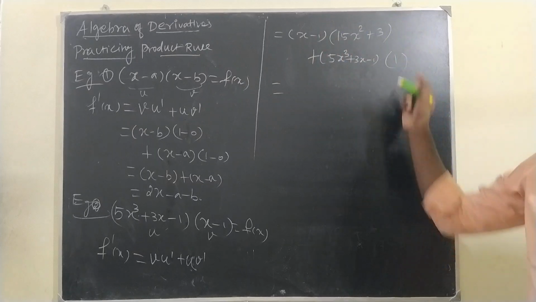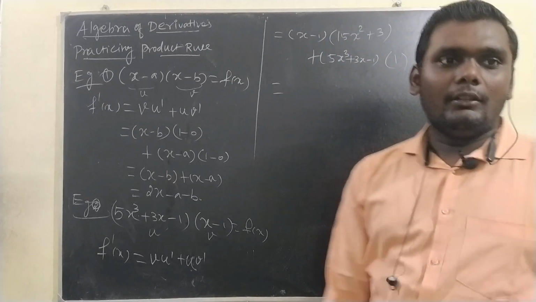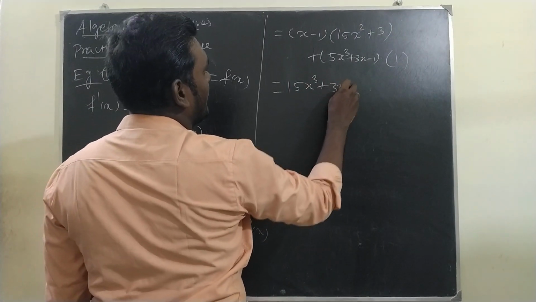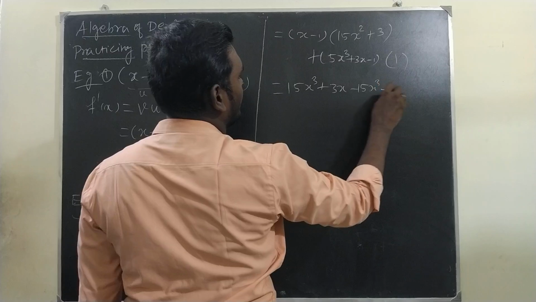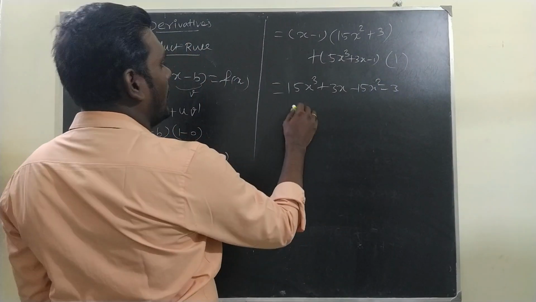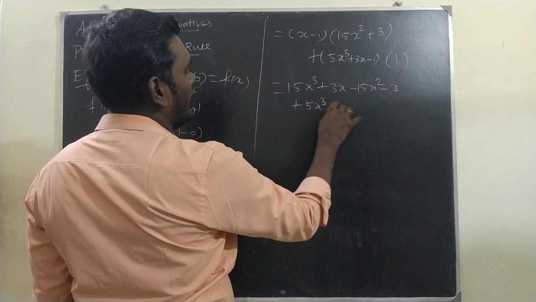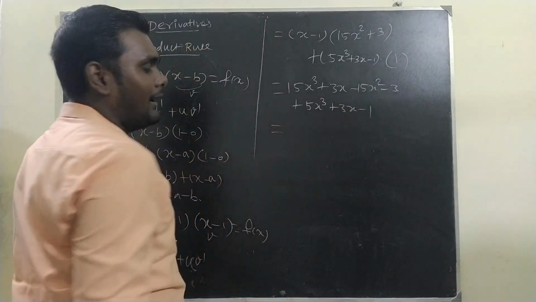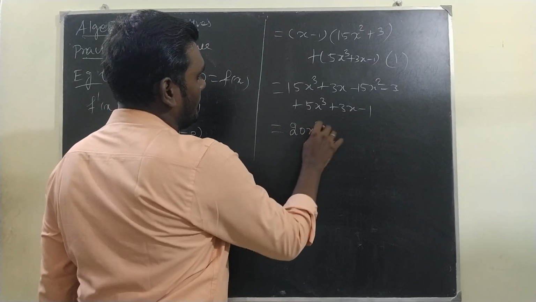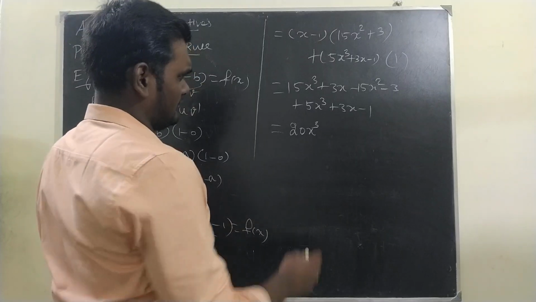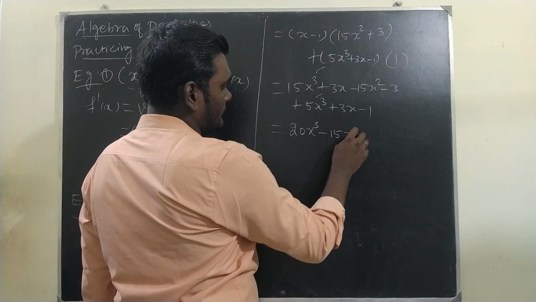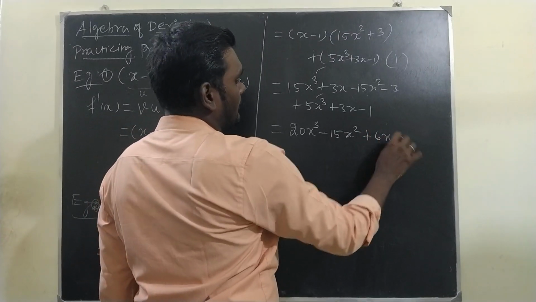This alone we have to multiply and simplify. That is all. So I will multiply this, and what you will get is 15x cube plus 3x minus 15x square minus 3, plus 5x cube plus 3x minus 1. Add the like terms. We have 20x cube, and then no x square after that, minus 15x square plus 6x minus 4.